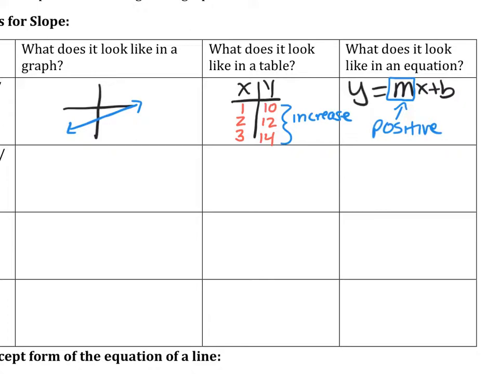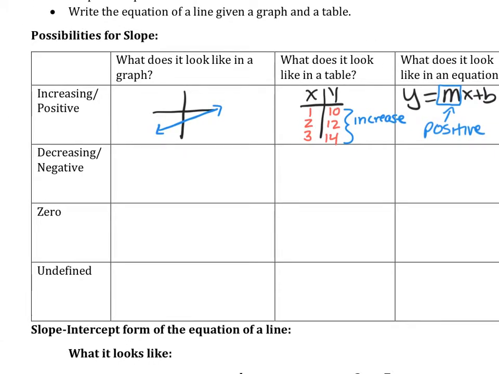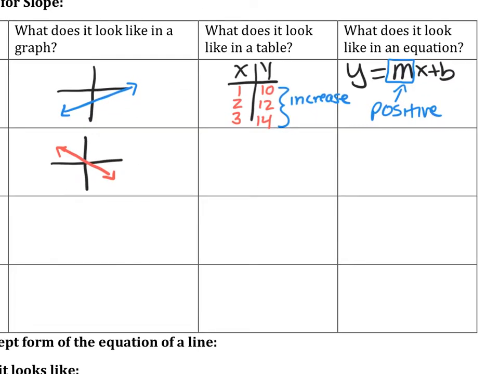So then with our negative or decreasing slope, it's essentially all the opposite. So we have our graph. The graph of our line would be decreasing as you go from left to right. With the table, as the x values increase, the y values are decreasing. Or you're subtracting the same thing every time.